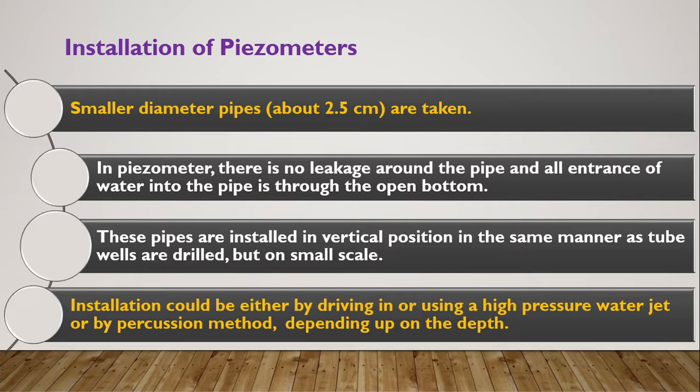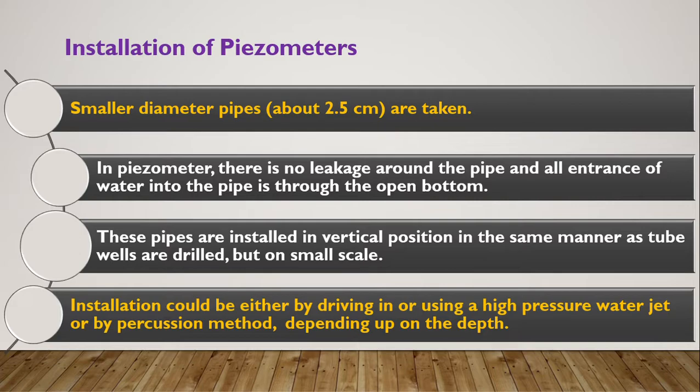So you know that it is a pipe, 2.5 centimeter diameter pipe, which should be installed up to the water table or below the water table. So how can we install this much length of small diameter pipe into the water table vertically? We have to install it vertically. It should not be installed in an inclined or sloping position. We have to insert it vertically.